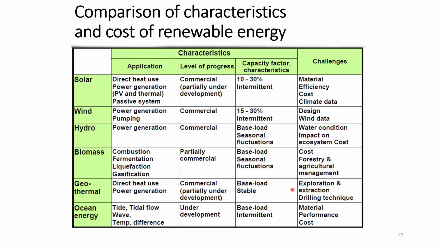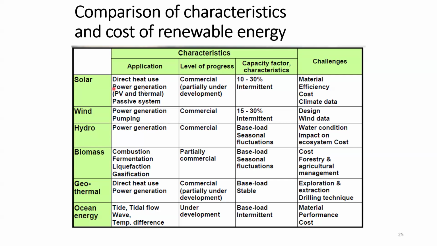There is a comparison of these technologies. We can compare these renewable energy sources: solar, wind, hydro, biomass, geothermal, and ocean. You can see here, application wise, solar is very simple. It can be converted directly to a useful form, and thermal energy can also be fulfilled by solar. We can say passive systems and active systems, both are there. The passive systems are very comfortable for small scale use. This is also very commercially available technology.